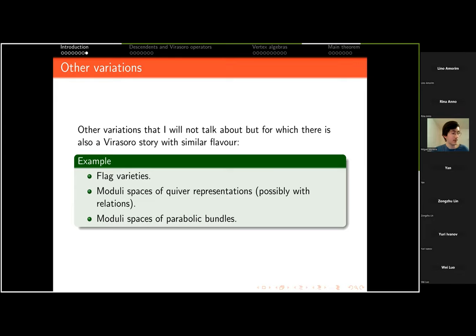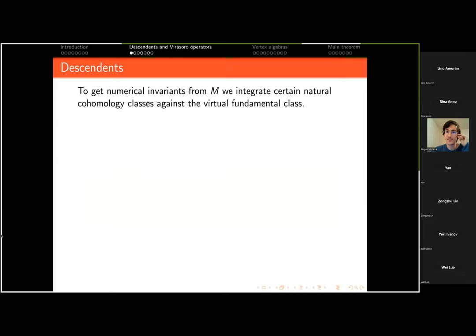So let me now start by saying some more concrete things, and to really say what are the enumerative invariants that we're considering and what exactly are the Virasoro constraints. So the idea is we're in the setting that we have a moduli space, we have a virtual fundamental class, and we want to get enumerative invariants. And I'm focusing on the case that the virtual dimension is positive. So if I want to get numbers out of the virtual fundamental class, I need to integrate something against the virtual fundamental class.